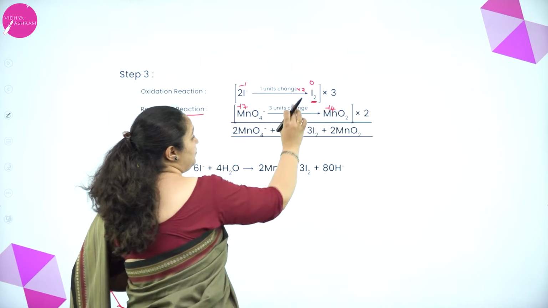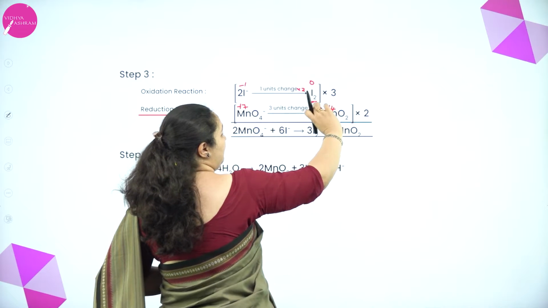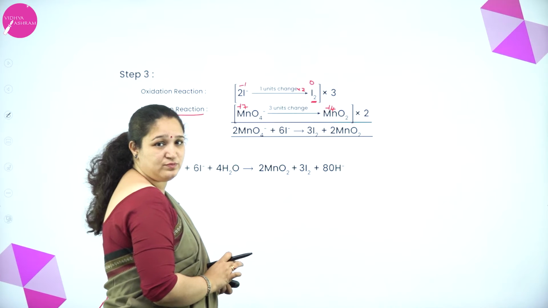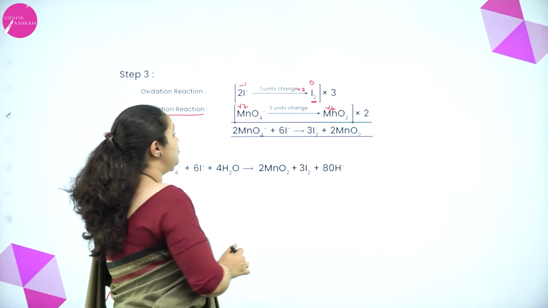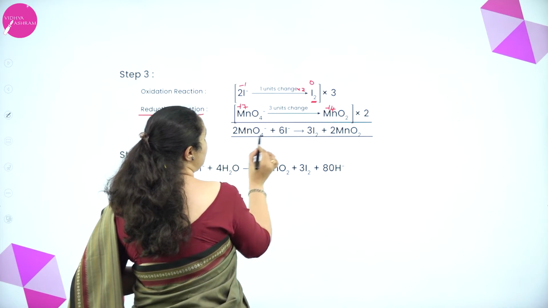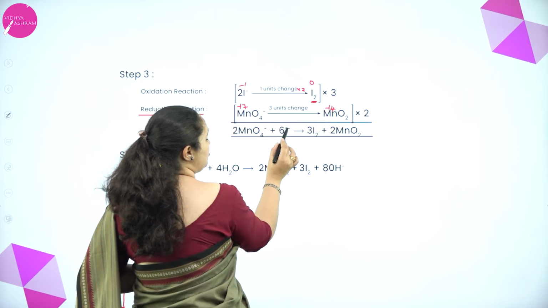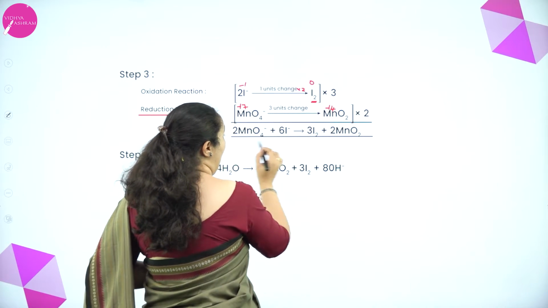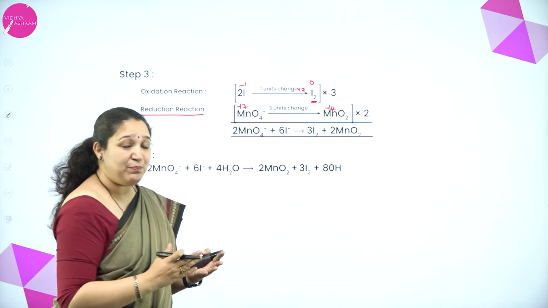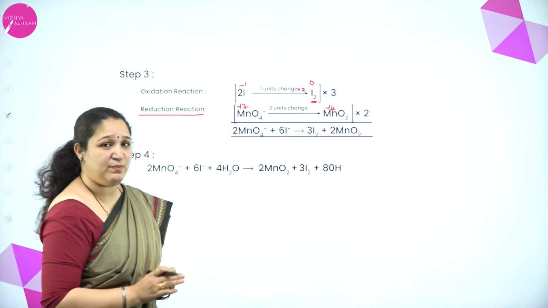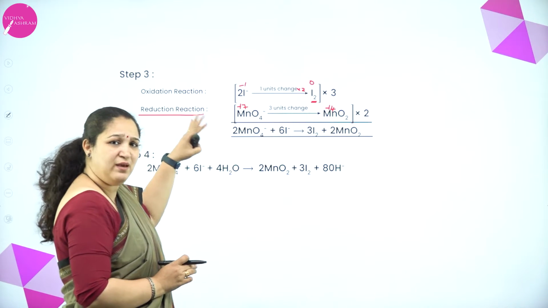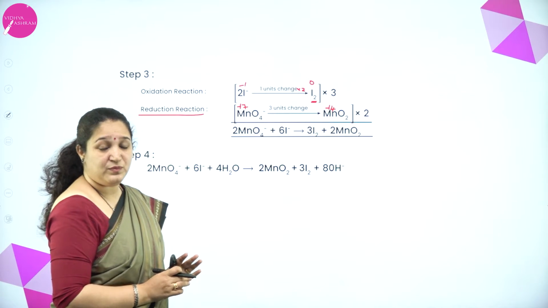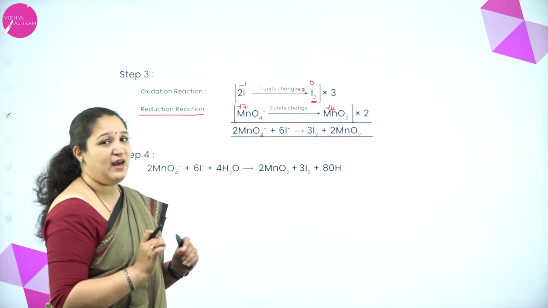So what we will do? To balance, the first equation into 3 and the second equation into 2 we will do, and then add up. So it is 2MnO4 minus plus 3 2s are 6, so 6I minus giving 3I2 and 2MnO2. After this, last step only, there is a change in basic medium. Till here it is the same as what we have done for acidic medium. Only the last step we have to take care.